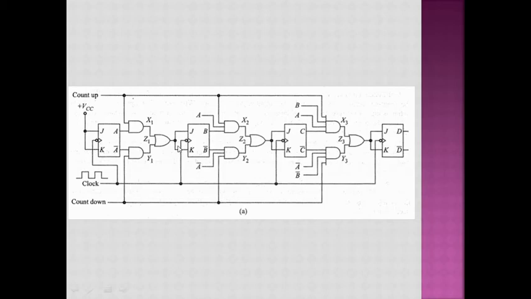In a countdown mode, what happens? The count up line is going to be low. So X1, X2, X3 are going to be disabled. The output of X1 is going to be 0, the output of X2 is going to be 0, the output of X3 is going to be 0. But whenever A is low, A bar is going to be high. Whenever A bar is high and the count down line is high, the output of Y1 is going to be high. That means one of the inputs of Z1 is going to be high and J and K are going to be high, and that means at the next negative edge of the clock pulse, the flip-flop B is going to toggle.